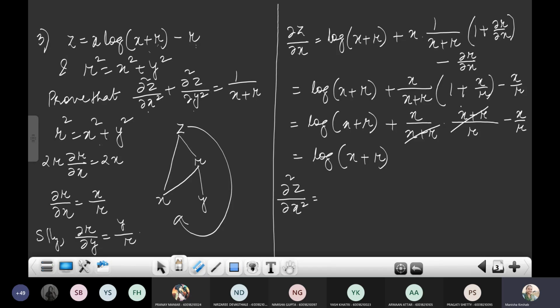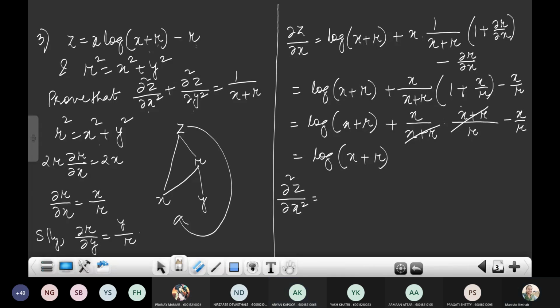Now here, Ma'am, what are we doing? Yes, say. Ma'am, in the first line of the right side, why did you take x into 1 by x plus r? Because you took the partial differentiation of log x plus r. Correct. Log x plus r, its derivative becomes 1 by x plus r, with respect to x.